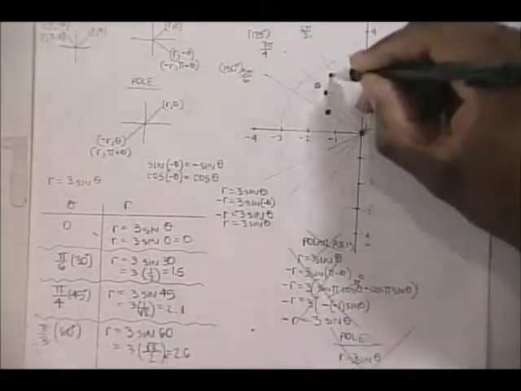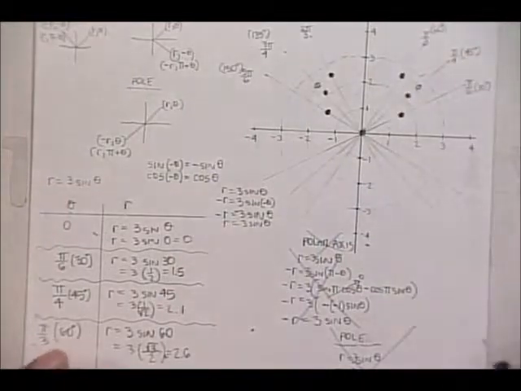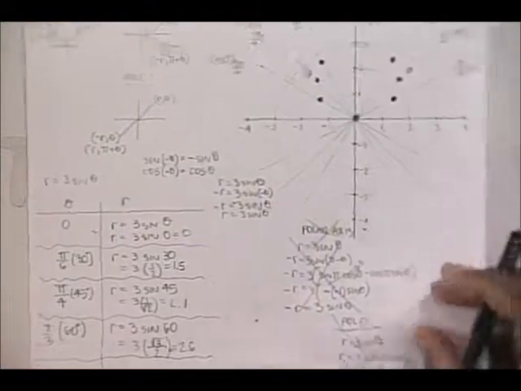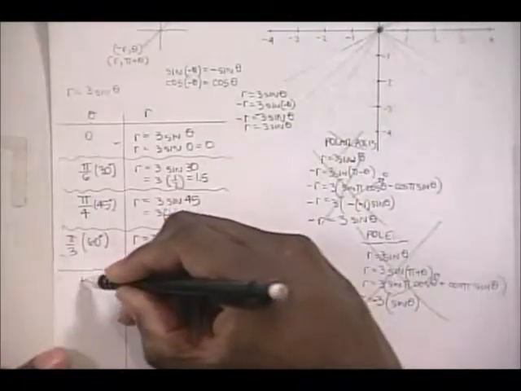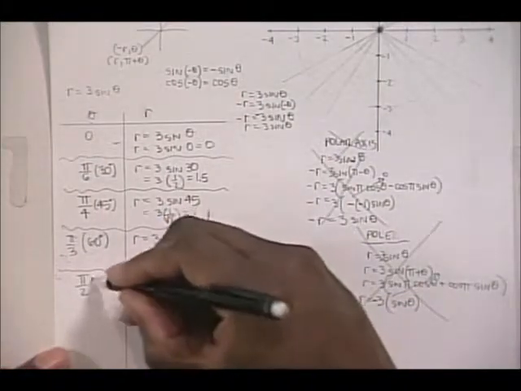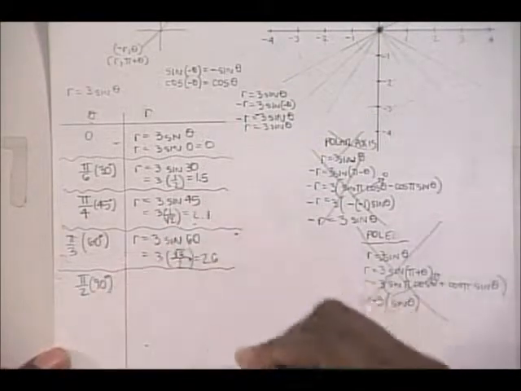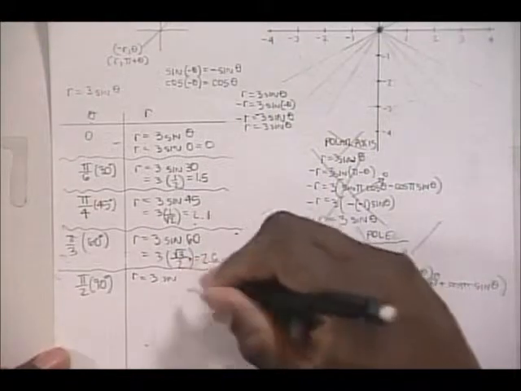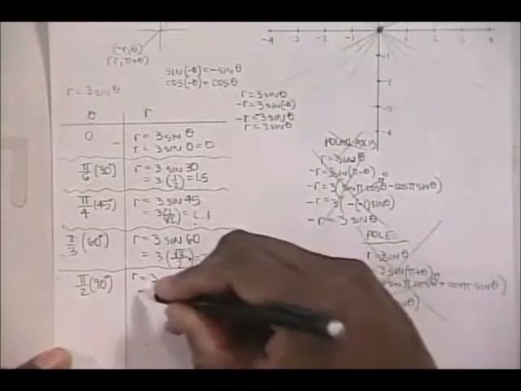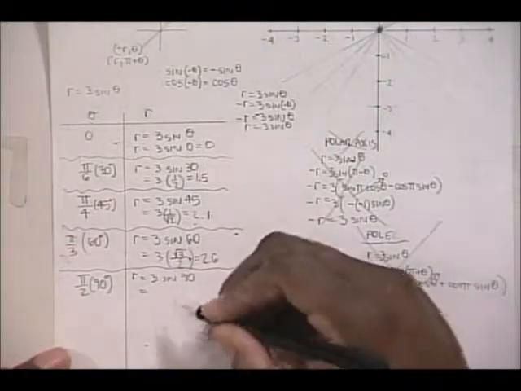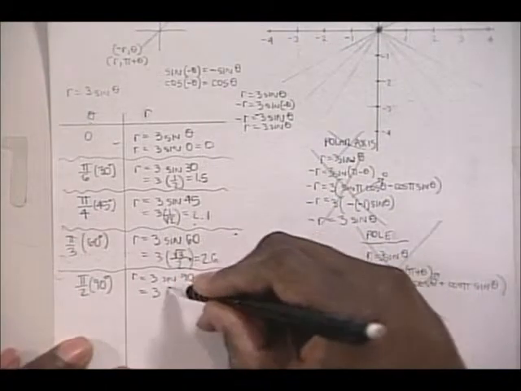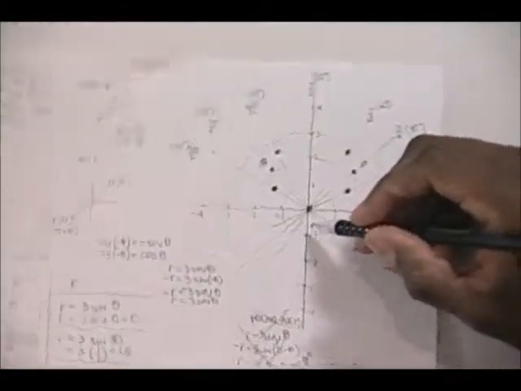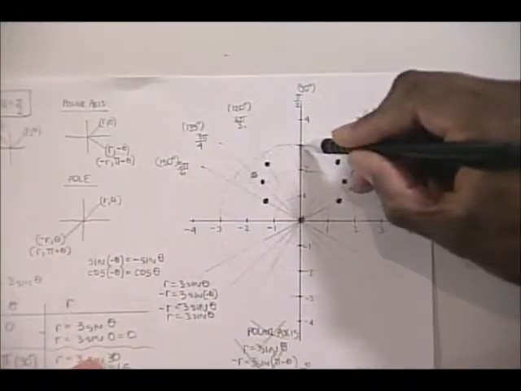And I think we have time to plot one more point to get clarity on what this is looking like. All right, so let's substitute in one more point. Let's substitute in pi over 2. In degrees, pi over 2, that's the same thing as 90 degrees. Let's substitute that into r is equal to 3 sine of 90. The sine of 90 is 1. So we get 3 times 1, which is 3. So you're going to plot the point, 90 degrees, and you go to 3.